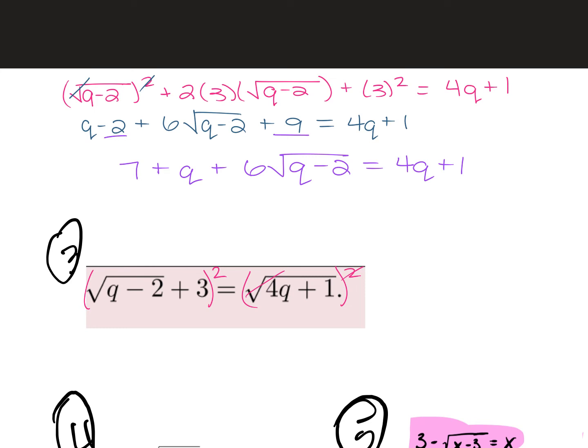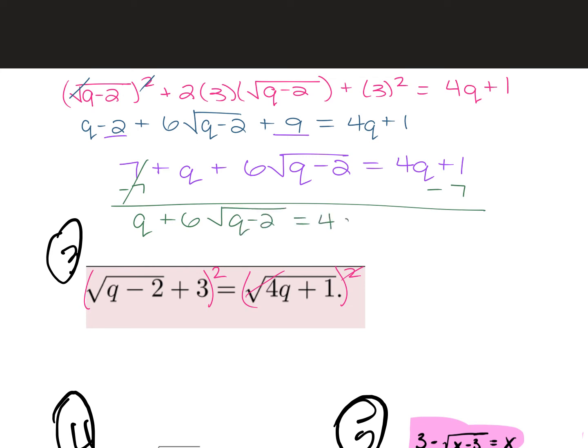So that q that's on the left side is going to have to move over to the right side. That 7 that's on the left side is going to have to move over to the right side. So subtract your 7 over. That leaves you with q plus 6 times the square root of q minus 2 is equal to 4q minus 6. From here, that other q on the left side moves over as well.